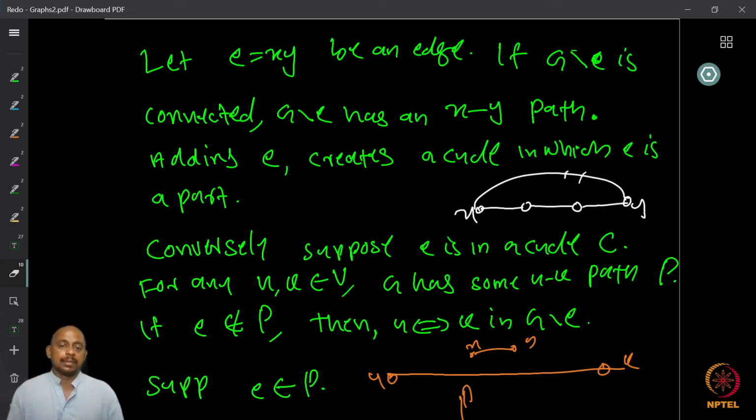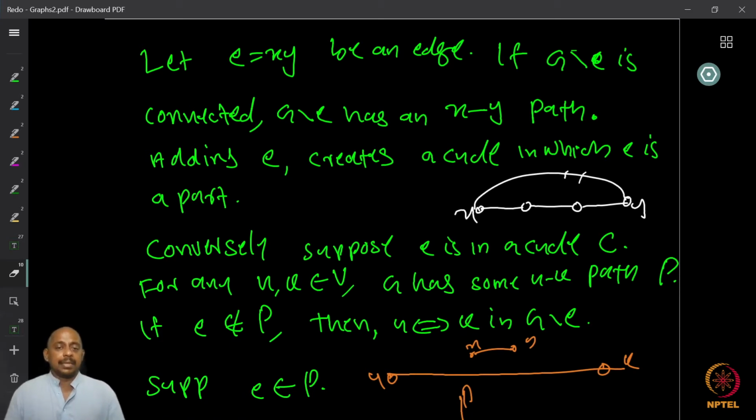To prove the converse, we assume that e is in some cycle C. We have to show that after removing the edge e, the entire graph remains connected. Now for any pair of vertices u and v, we have to show that G minus e has some uv path. We are looking at a graph G which is connected, because without loss of generality we can assume that. So since G is connected, G has a uv path. Let us call this path P.